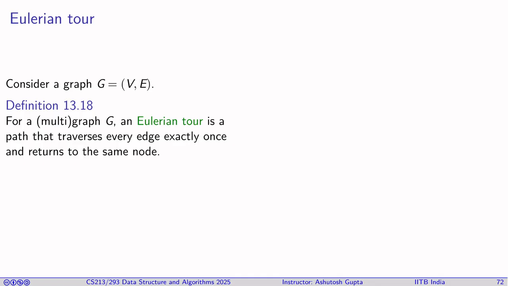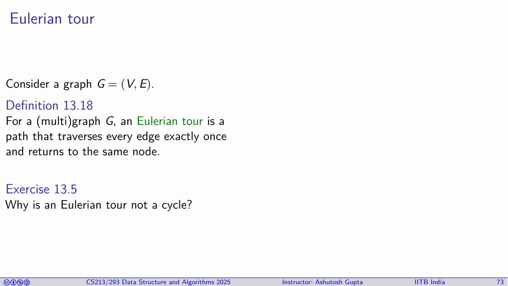Now using this definition, we can define something called Eulerian tour, and the Eulerian tour can allow us to solve Königsberg's problem. So what is an Eulerian tour? An Eulerian tour is defined as follows. Given a graph or a multigraph, the tour is a path that traverses every edge exactly once and returns to the same node.